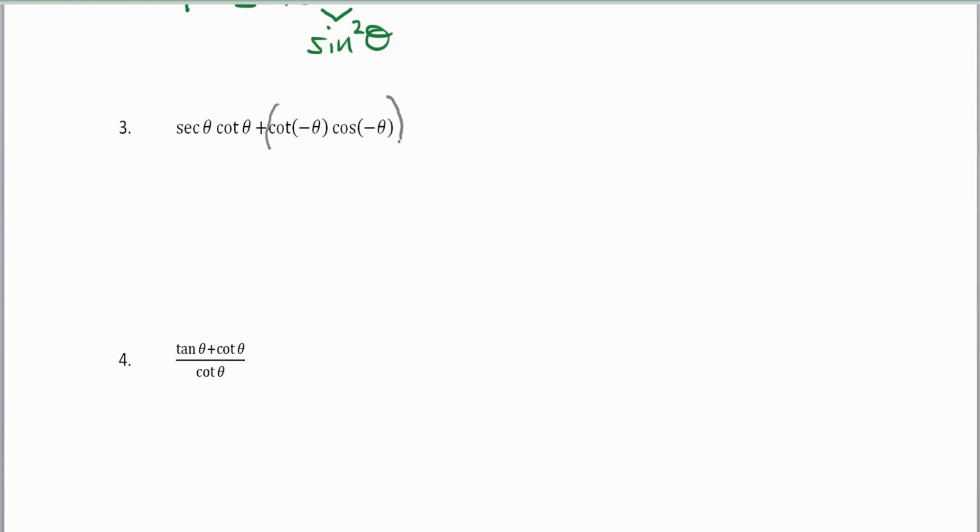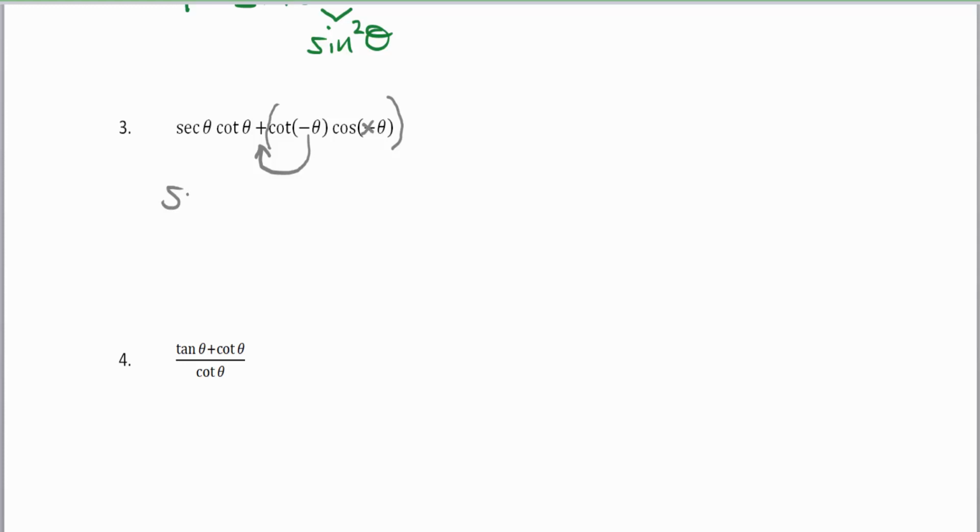All right, so what we're going to do is process this subtraction of this, or actually this negative theta. Now cotangent negatives get moved out to the front, so that's going to turn that into a subtraction sign, and cosine negative theta is the same thing as just cosine theta.